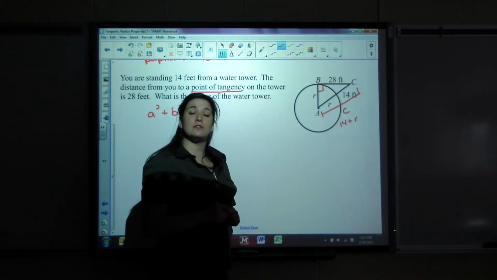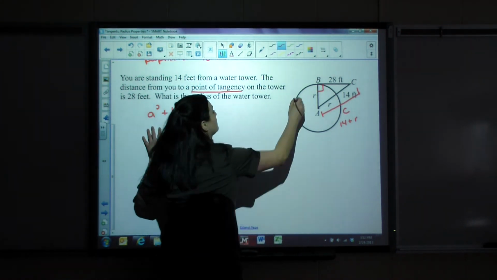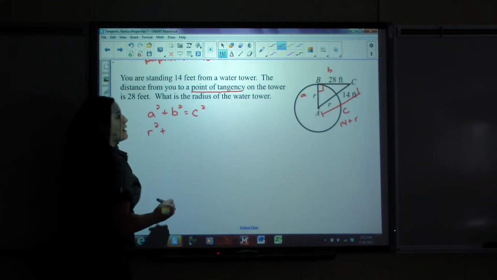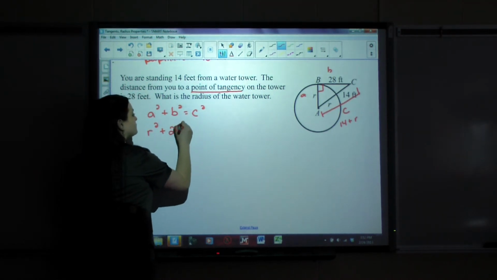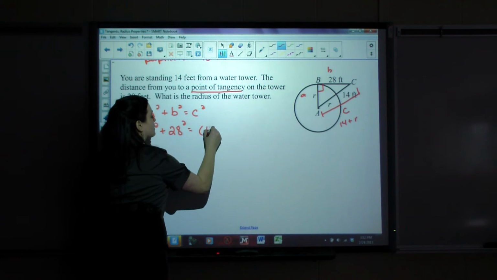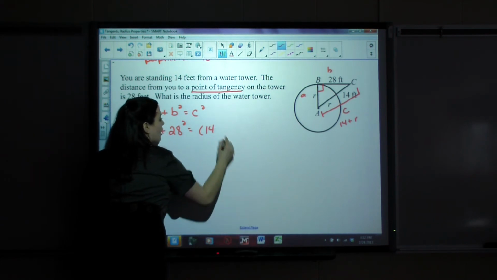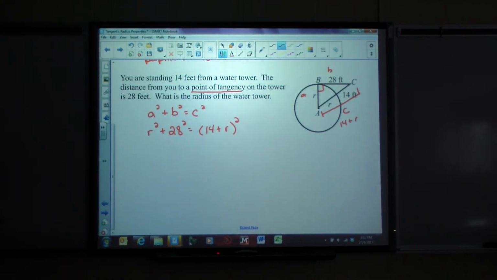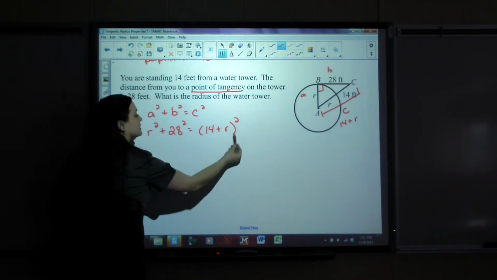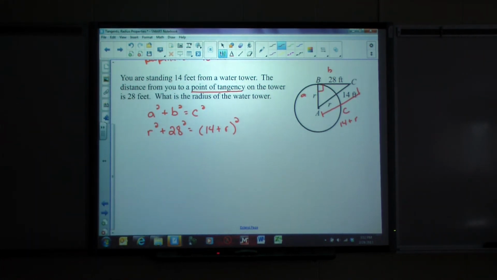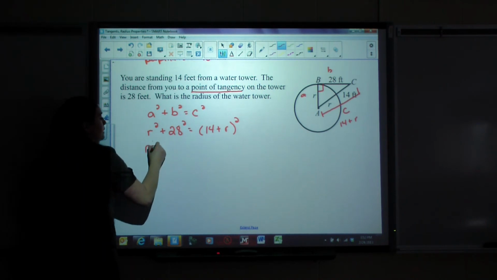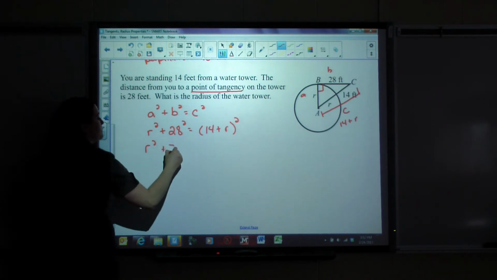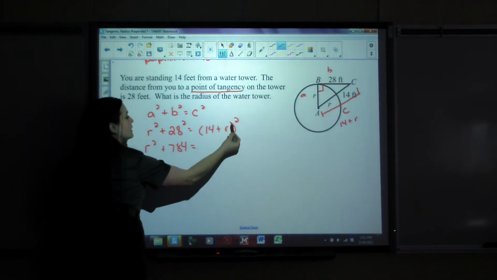So the trick to this one is using the right lengths. So a and b are our other sides. If we take a squared, which in this case is going to be r squared, and combine that with b squared, which is 28, and set it equal to c squared, which is actually (14 plus r) squared, we have to make sure that goes in parentheses because we have to make sure we're squaring this full side. Okay, so let's do a little math here. r squared is, well, r squared, and 28 squared is 784, and that's going to equal (14 plus r) squared.